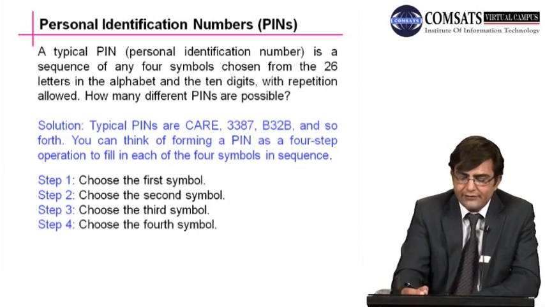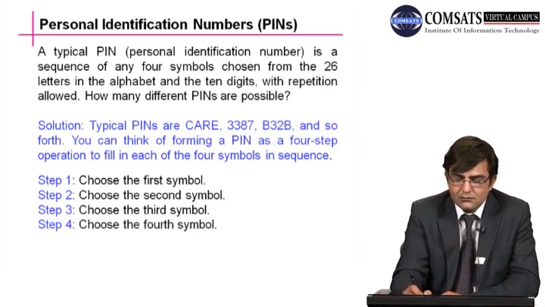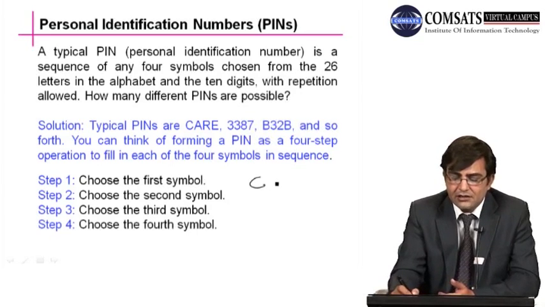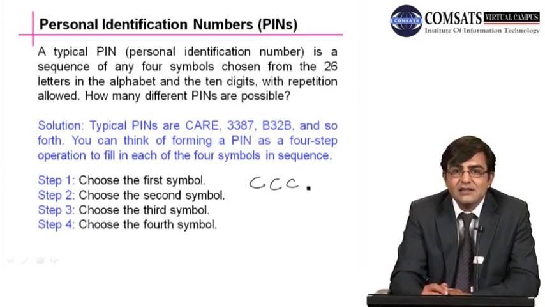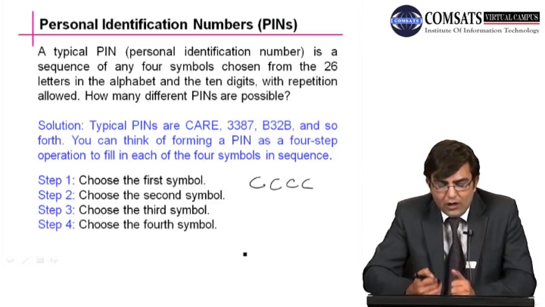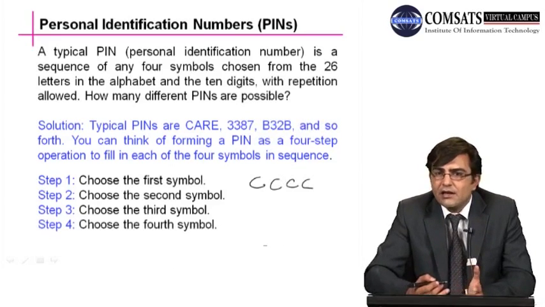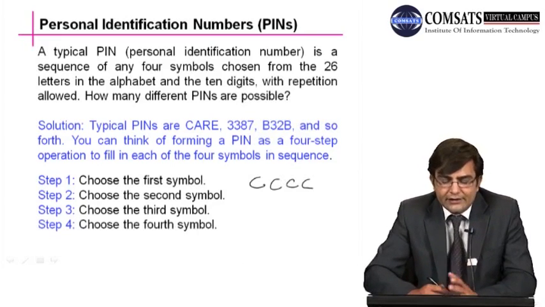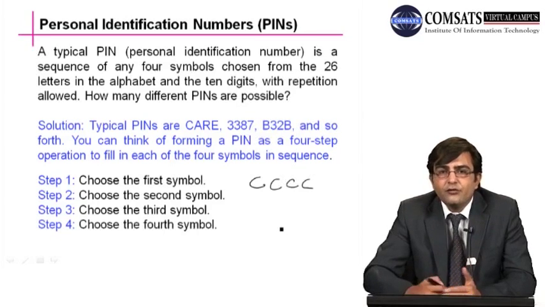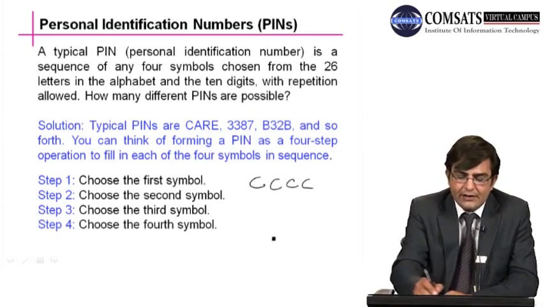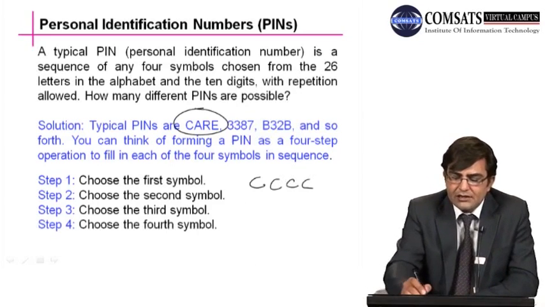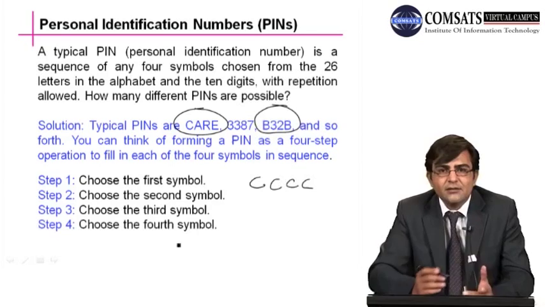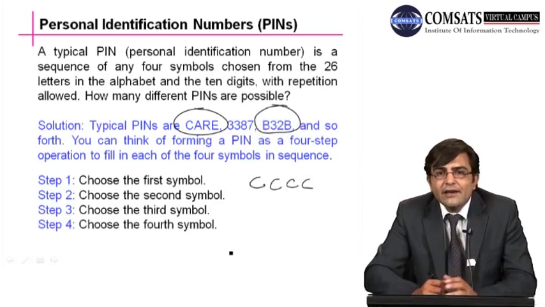You can choose the first symbol as C, the second again as C, the third again as C, and the fourth again as C. There is no restriction. One symbol or character may be repeated 4 times, 2 times, 3 times, or it is not necessary that it repeats. You can choose 4 different symbols, for example, CARE. You can choose B32K, anything. We are discussing here only the possibilities.